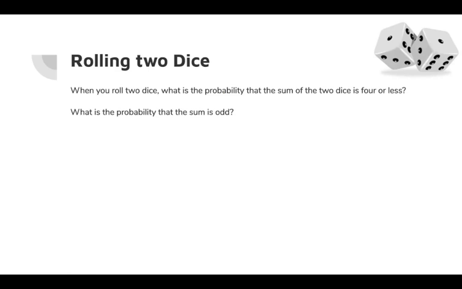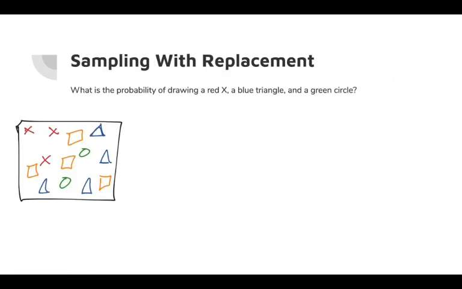Okay, so the next scenario we want to look at is sampling with or without replacement. So we'll start with sampling with replacement. I built a little sample. This is the box that I'm sampling from. If you look, there are some red X's, some yellow squares, some green circles, some blue triangles. And what I want to know is, what is the probability of drawing 1 red X, 1 blue triangle, and 1 green circle? And I'm sampling with replacement.